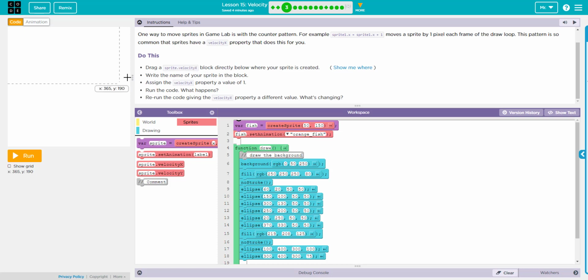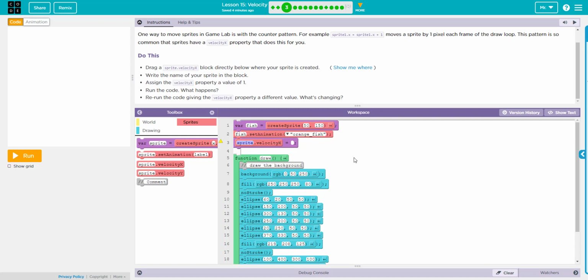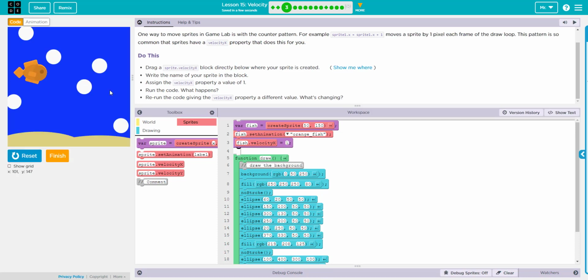Now what we're asked to do is to simply drag a sprite velocity block where your sprite is created. If we click show me where, it'll point down here for us. So we're going to use the sprite velocity block, and we're going to name it the fish because that's the variable name. And they ask us to assign the property value of 1. So we're going to do that, and we're going to run the code. What we notice is instead of using the math counter, the fish is moving on the x-axis by 1 pixel each frame. Okay, it asks us to rerun the code with a different property value.